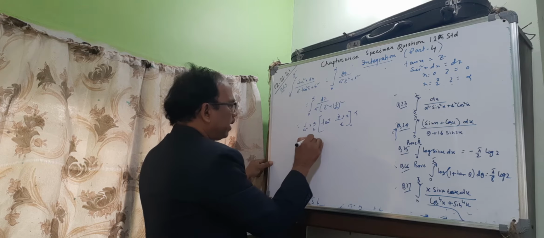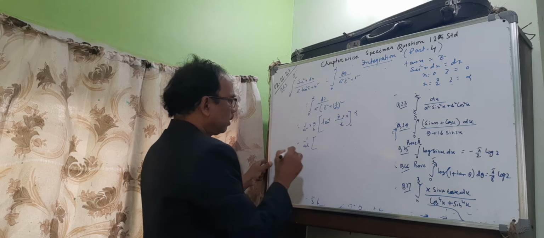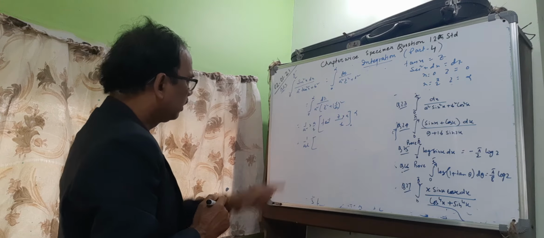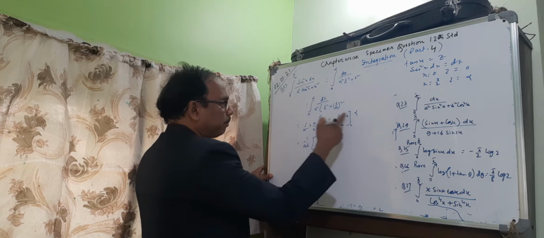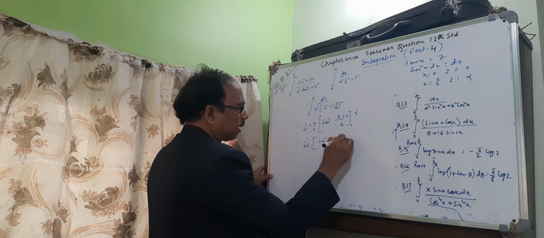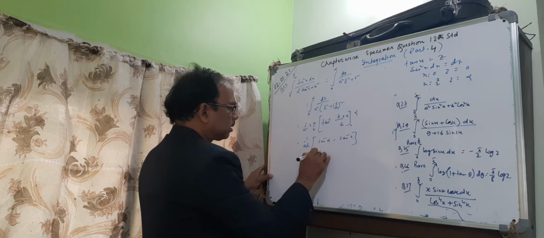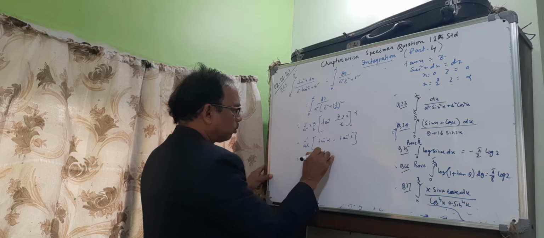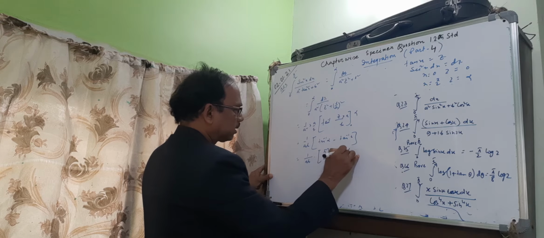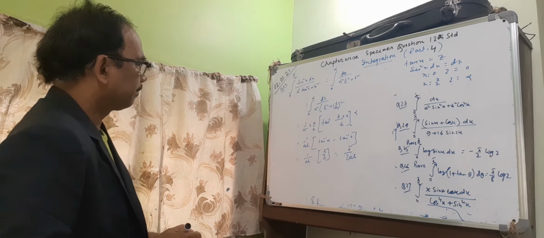That is 1 by ab tan inverse infinity. If you put the upper limit, tan inverse infinity minus tan inverse 0, that is 1 by ab. Tan inverse infinity means pi by 2. That is pi by 2ab is your final answer.